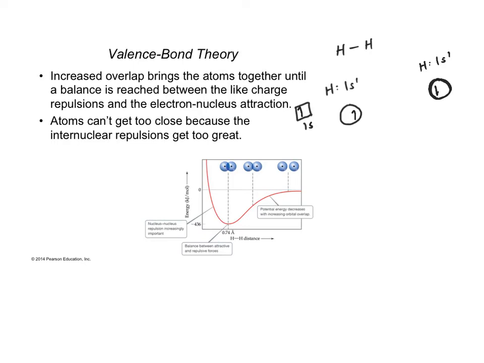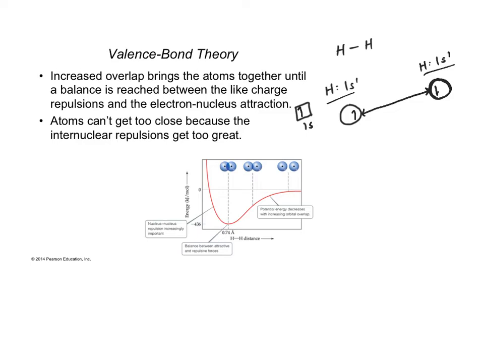Now, in terms of valence bond theory, we're going to imagine we have these two atoms by themselves out in space, and we're going to imagine what happens to the potential energy of the two as we begin to bring them closer together, as we decrease the distance between the two, okay?